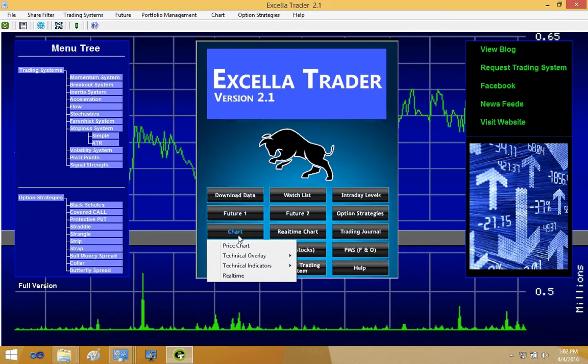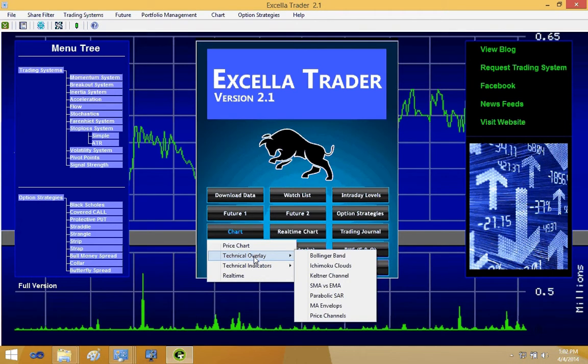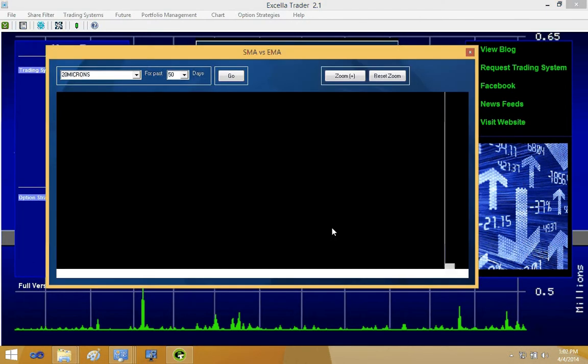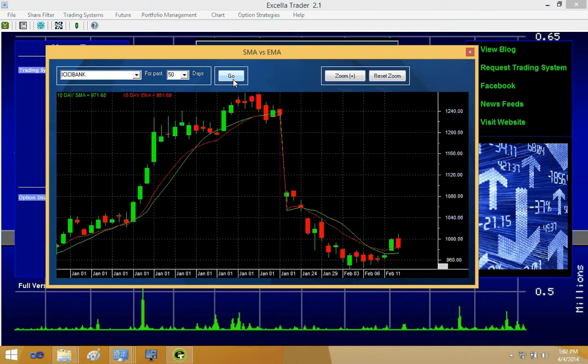So now we are going to the charting. All kinds of technical charting are elaborated here. We'll take SMA versus EMA here. So take the chart, take any share. Here we are taking ICICI Bank. The past 50 days of data will be taken here.